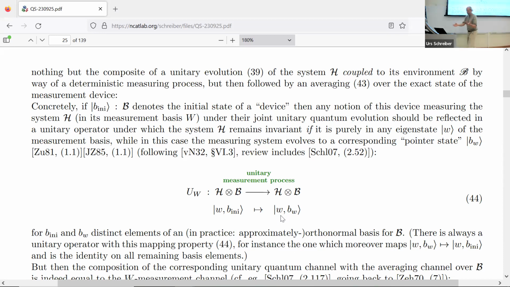So the big system, B, should have some states, pointer states as they're called, which reflect the fact that I have seen state W. So in most abstraction, this initial state should go to this tensor product state W, some pointer basis B_W. And so we assume now, and the justification of this assumption fills many books, that we can find an approximately, at least, orthonormal basis for the bath, which contains these B_Ws, and maybe more.